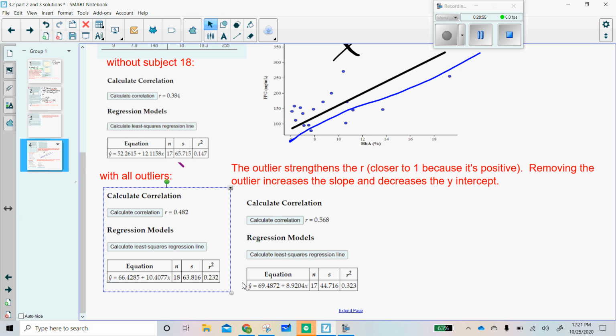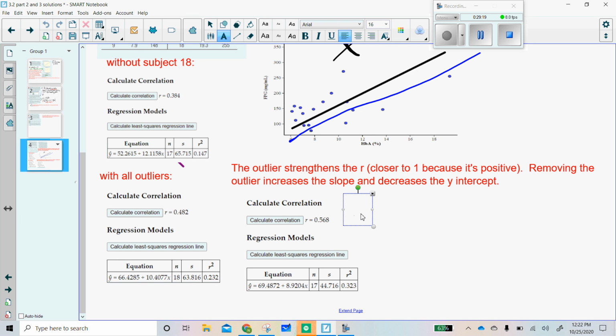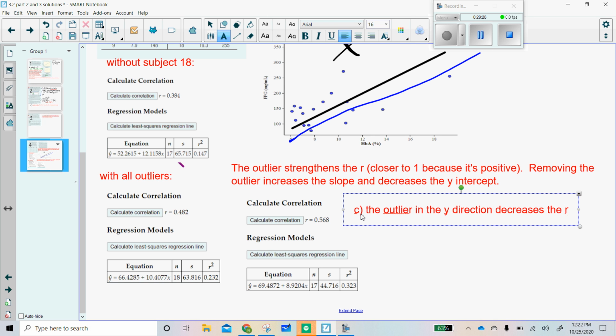So really, and I mean this is correct, I did do it correctly. I would have anticipated the y-intercept to decrease and the slope to stay pretty much the same, but it looks like it actually tilted a tiny little bit. It made the slope less and it made the y-intercept more. So it tilted it ever so slightly. So I'm going to say what it actually did. The outlier in the y direction decreases the R. I'm going to say weakens the R, making it closer to 0, because it's not in the pattern.